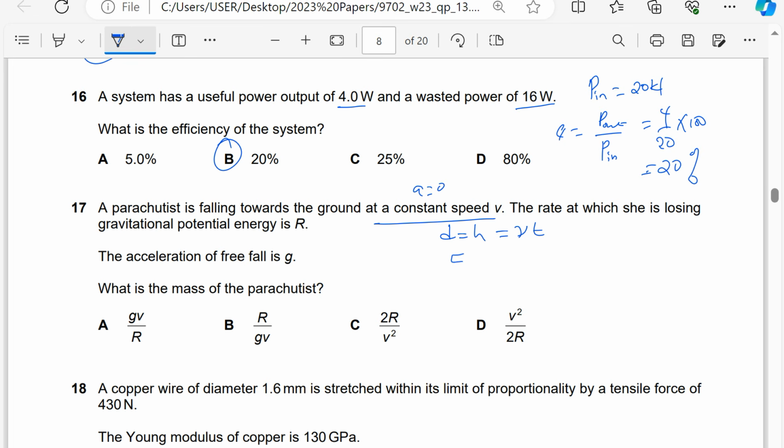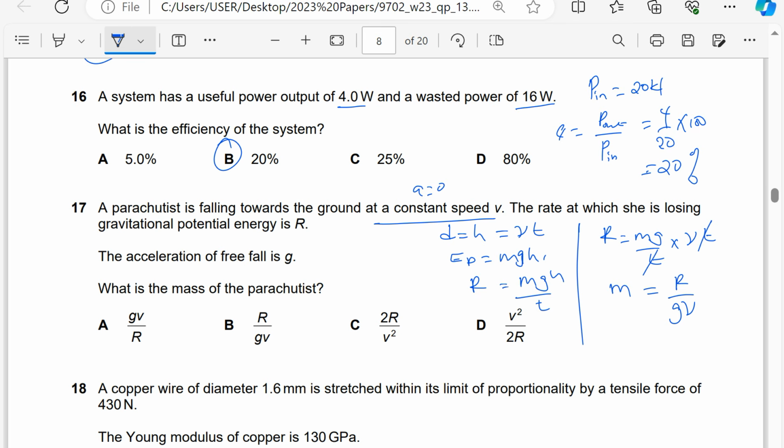Then remember, potential energy is equal to mg times h. That means the rate, which is called R, is going to be mgh divided by the time. That is the rate at which potential energy is being lost. So R is going to be mg over t times h, where h is v times t. So t cancels out. We are making m the subject. So m is going to be R divided by g times v. So the answer is going to be B.